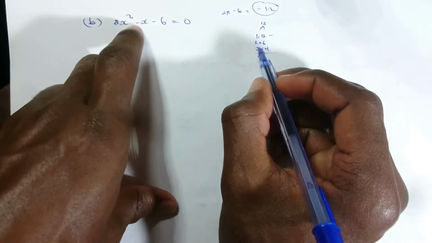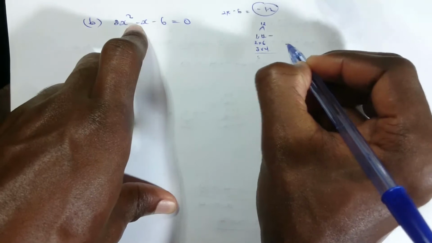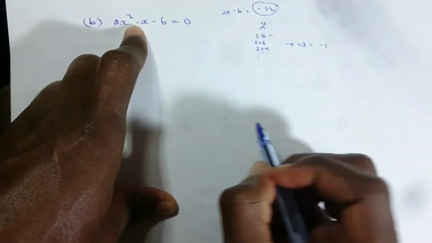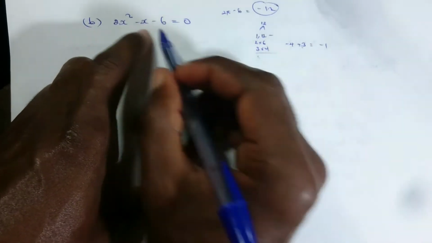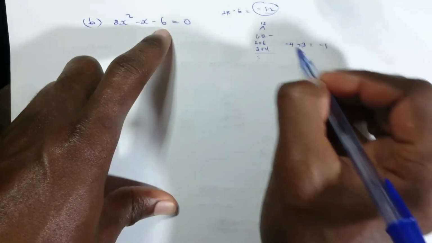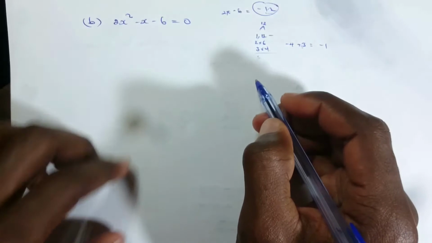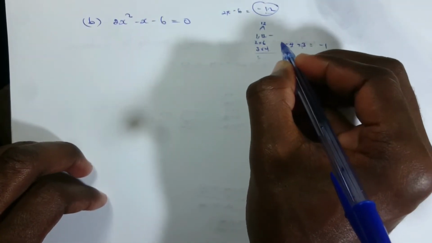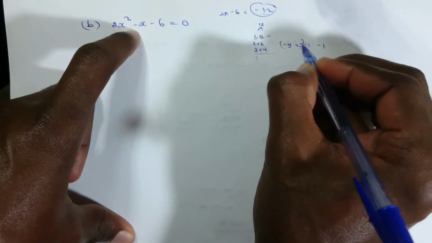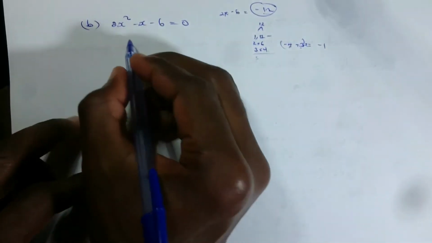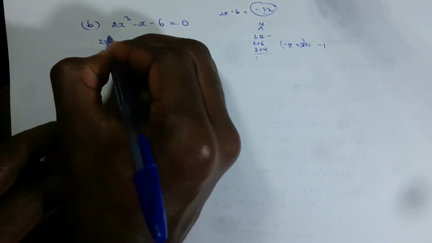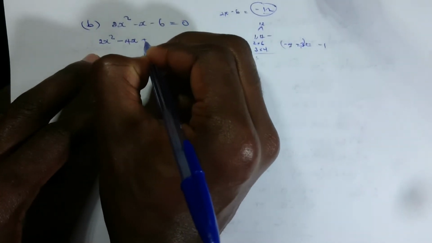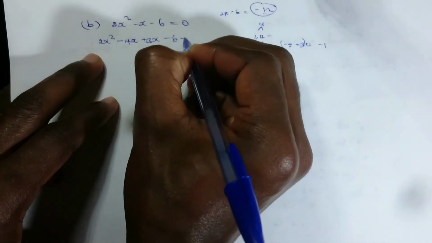So for us to get negative 1, that means we can put a negative on 4, so that we have negative 4 plus 3 to give us negative 1. And if we multiply negative 4 times 3, we get negative 12. So now that means our x term is going to be minus 4x plus 3x, since we need negative 1 times x. So we have 2x squared minus 4x plus 3x minus 6 giving us 0.